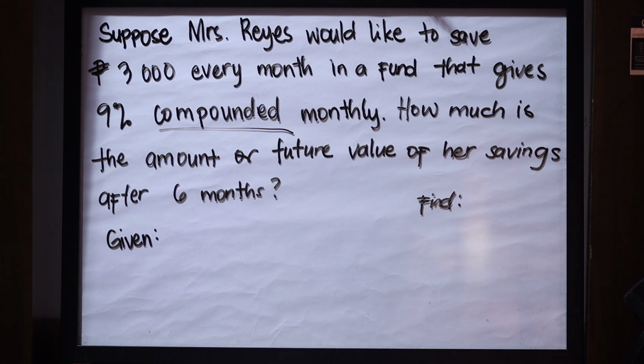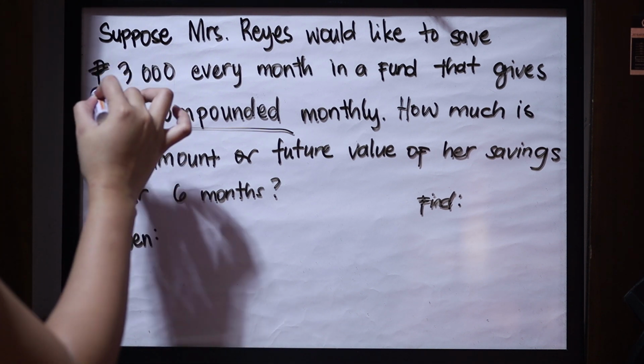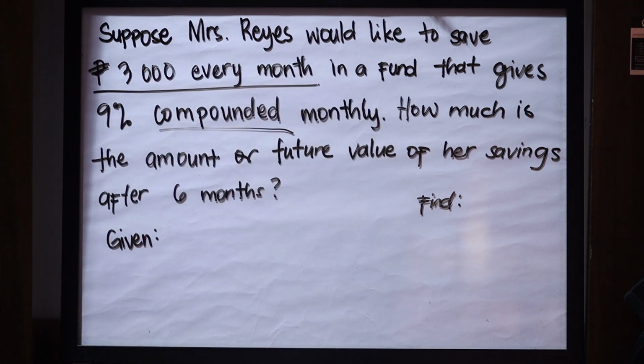annuity. The only difference is that you have to look for the statement in the problem saying that she will pay every month a certain amount consecutively. For example, in this problem, we have the phrase 3,000 every month in a fund. So it means Mrs. Reyes will put 3,000 in that fund every month. Because of that phrase, this makes this problem a problem under annuity and not compound interest.